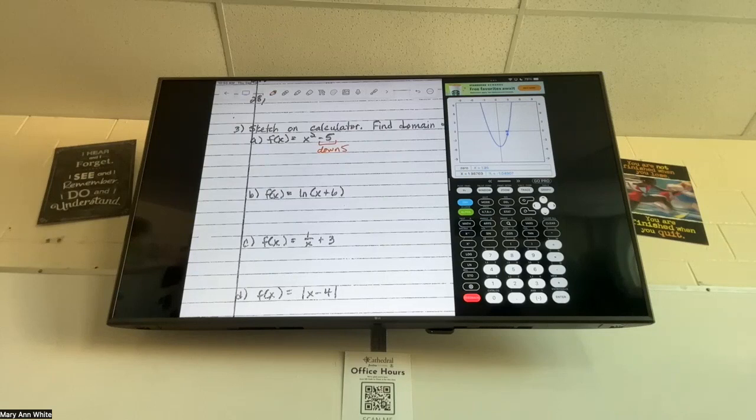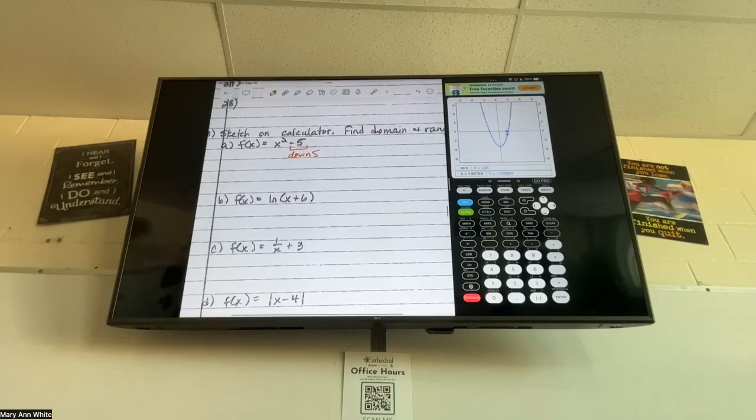Perfect. And I don't care about zeros. I only care about domain and range. If it makes you happy, give yourself a little sketch on your paper to remind yourself that it physically did move down 5 units.